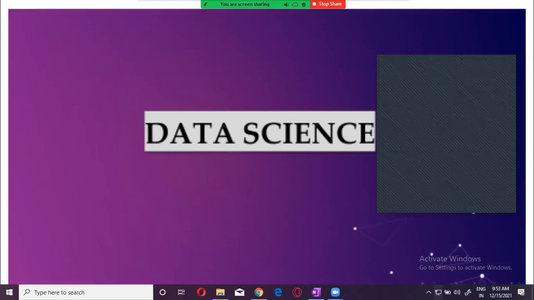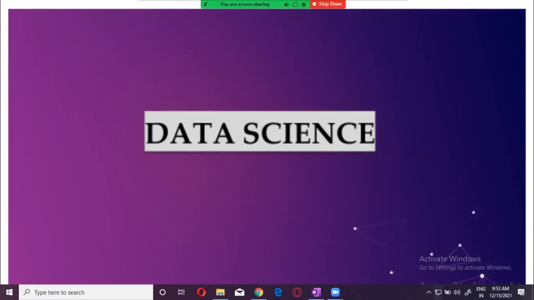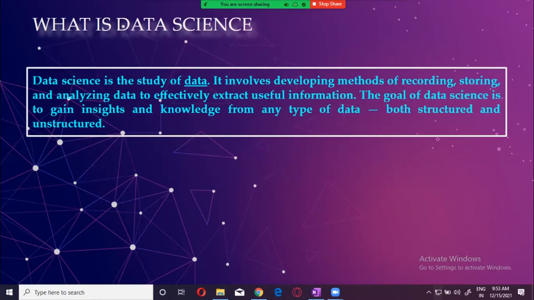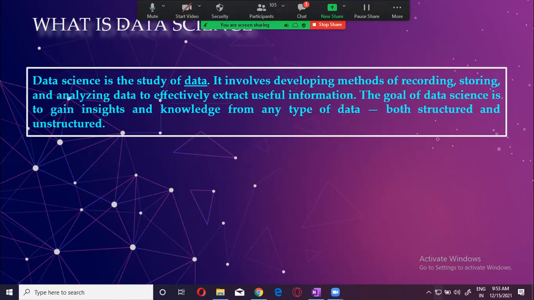Yes, great. So let's see this, guys, what is data science and why we have to learn it. So again, the PPTs are there. Now let's see this one. What is data science and why do we have to learn it? Data science is a study. It involves developing methods of recording, storing, and analyzing data, effectively extracting useful information. Yeah, this is a good way of training, right? Reading the things, right? No.